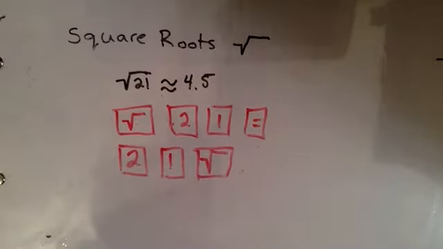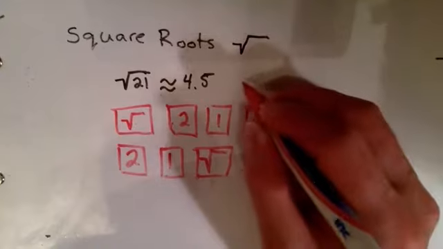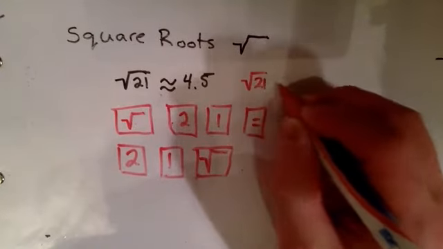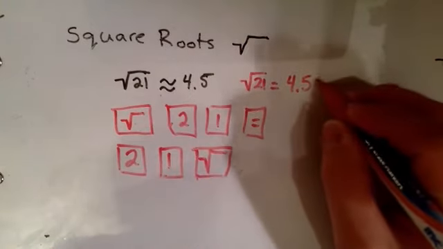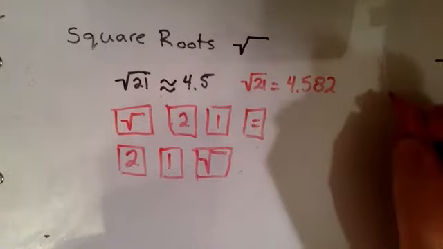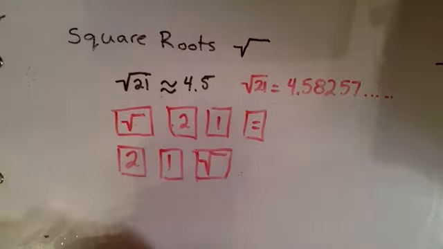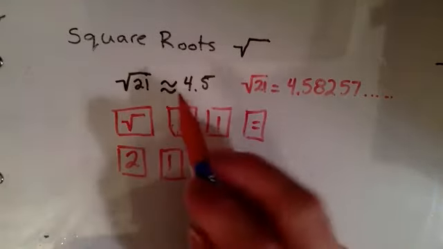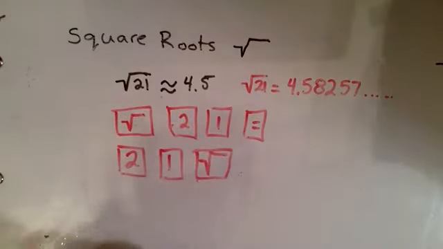If we were looking for the square root of 21, we would find out that it is actually equal to 4.58257, and the number just keeps going on. So it's not an exact number, but that's an approximation. If we said it's about 4.5, that's pretty accurate. I mean, we could have said 4.6, but 4.5 is just fine for grade 8 mathematics.